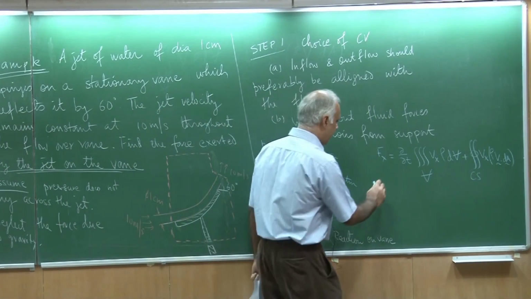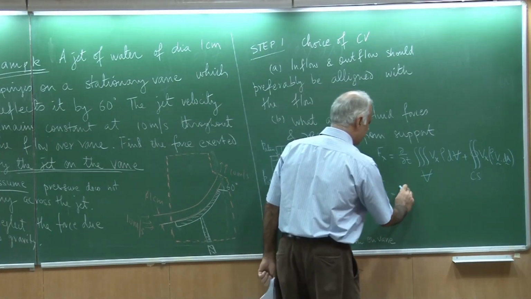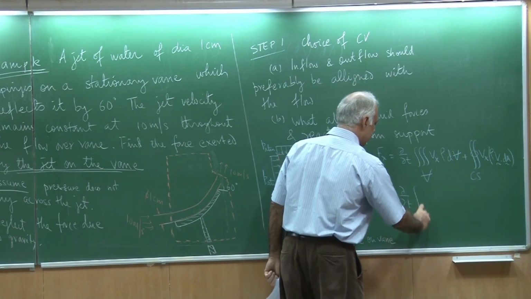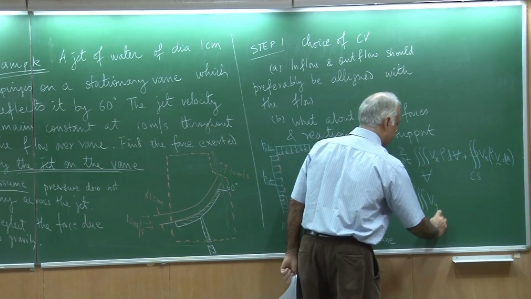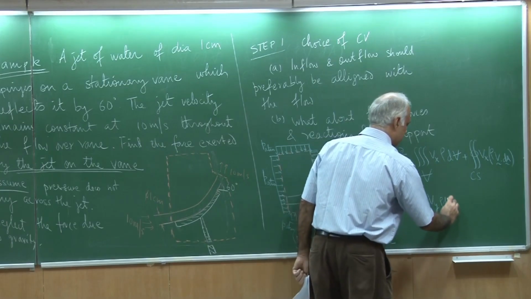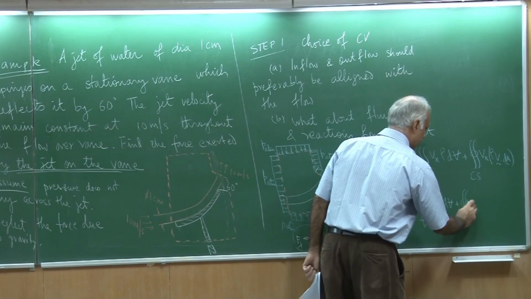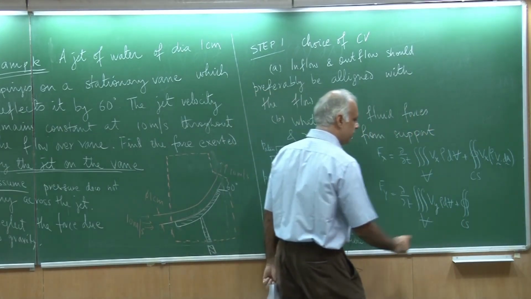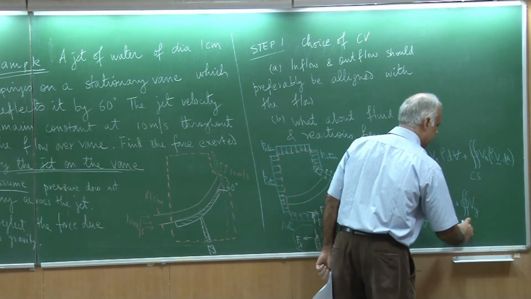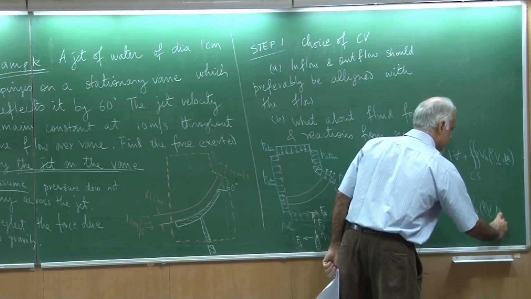Similarly, I can write the Fy, and Fy would be del by del t of an integral over the volume of Vy rho dV plus an integral over the control surface of Vy, and then the mass flow rate rho V dot dA.